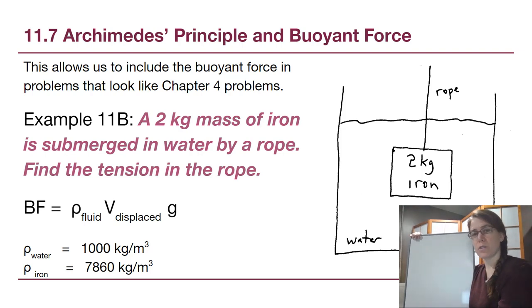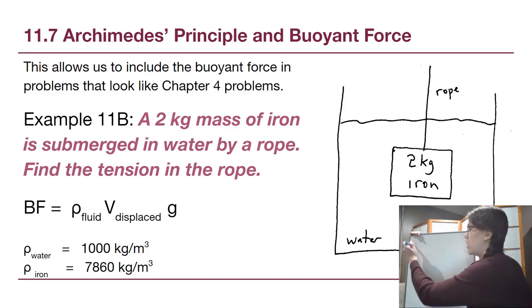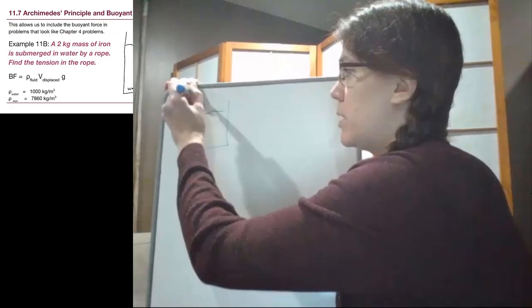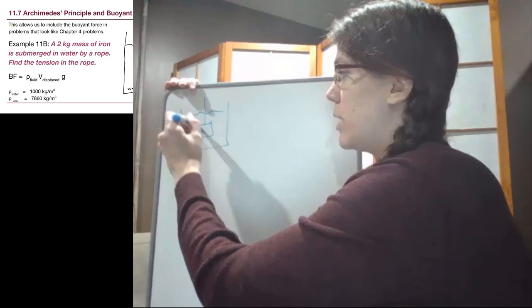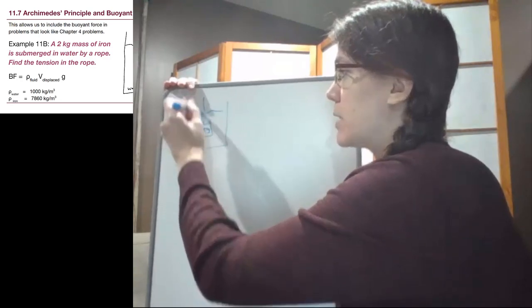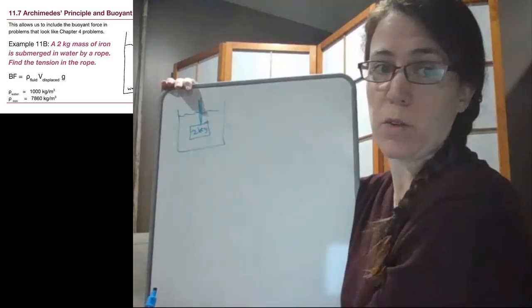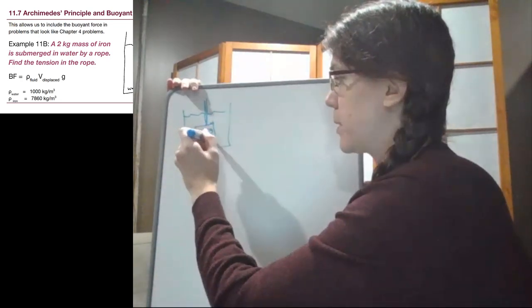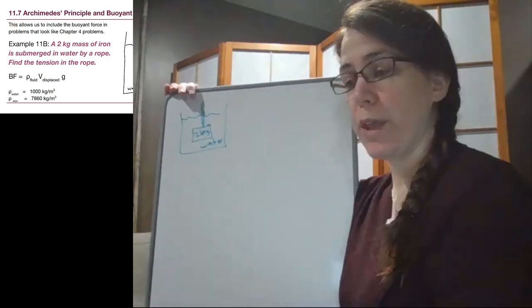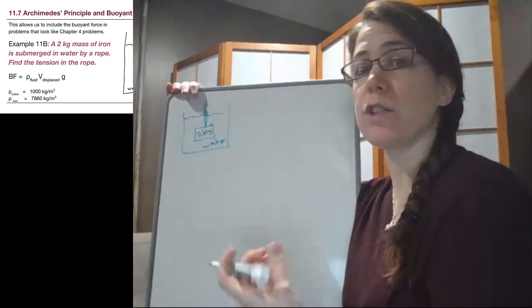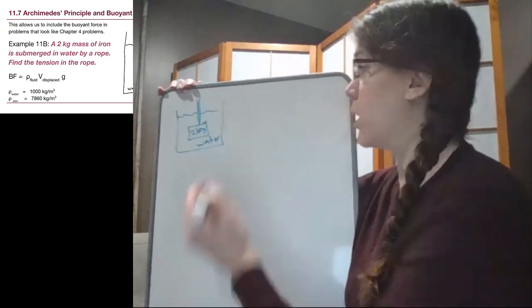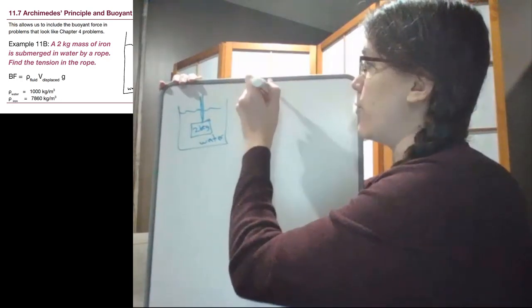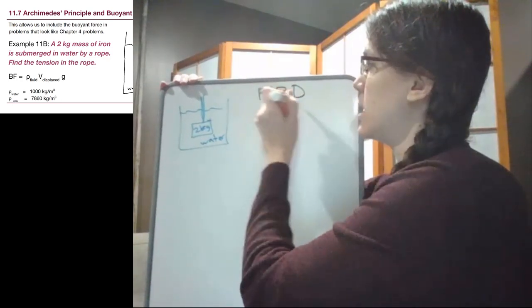Every single time that we have one of these buoyant force problems, we want to approach it just like we did in Chapter 4. Chapter 4 was all about forces, so the first thing we do is draw a picture of the situation. There is this 2-kilogram block suspended by a rope in water. We're told that it's water. With our force examples, not only do we want to draw a picture, but we also want to draw the forces. So we're going to draw a free body diagram, the forces acting on this thing.